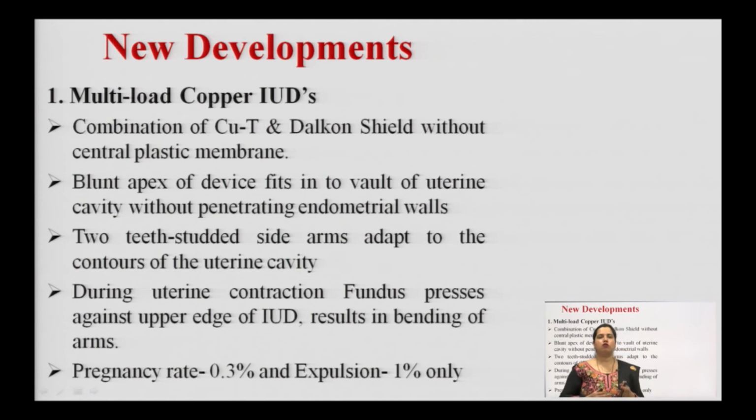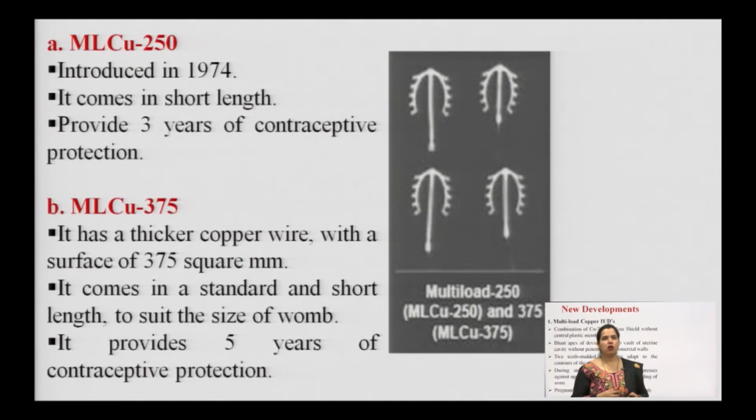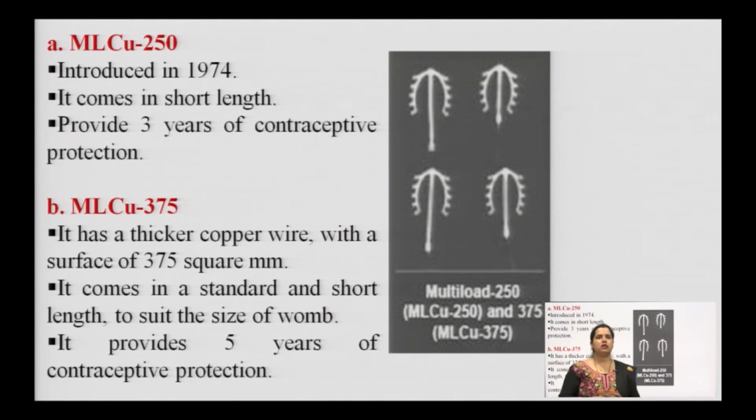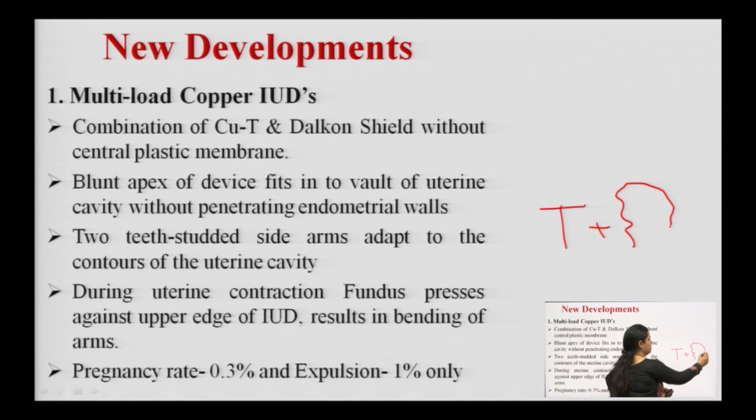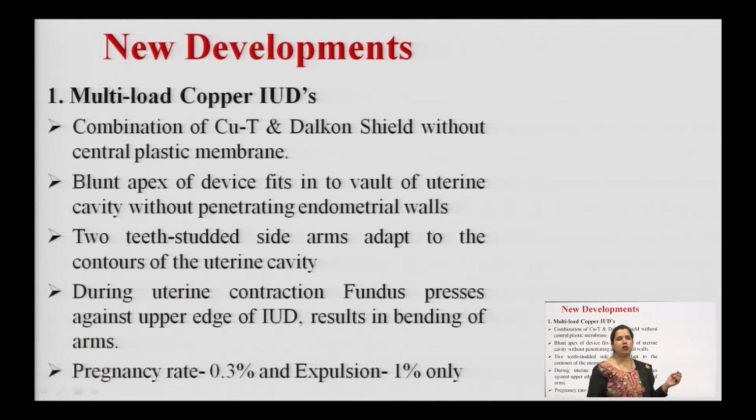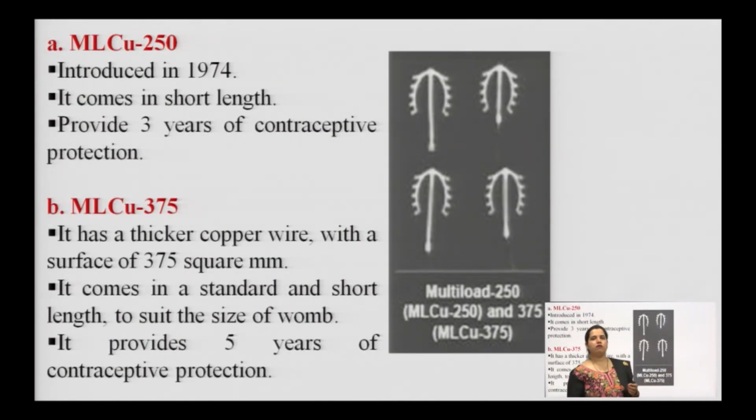Pregnancy rate is found to be 0.3% and expulsion is only 1% due to the flexibility of the design. So, number 1 is MLCu 250. As I have made you understand, the combination is T plus Delkin Shields, like this, right. So, here you see in the next picture that it comes in various designs like MLCu 250 and MLCu 375.